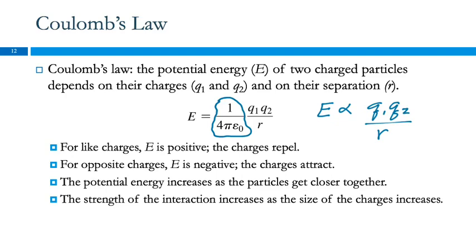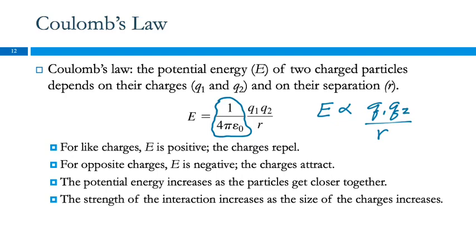We don't need to get hung up on the positive, negative, but we can remember that opposite charges attract and like charges repel. The potential energy increases as the particles get closer together. So if they were attracting each other, the energy gets more negative, which is more stable. If they're repelling each other, the energy gets more positive, which is less stable.